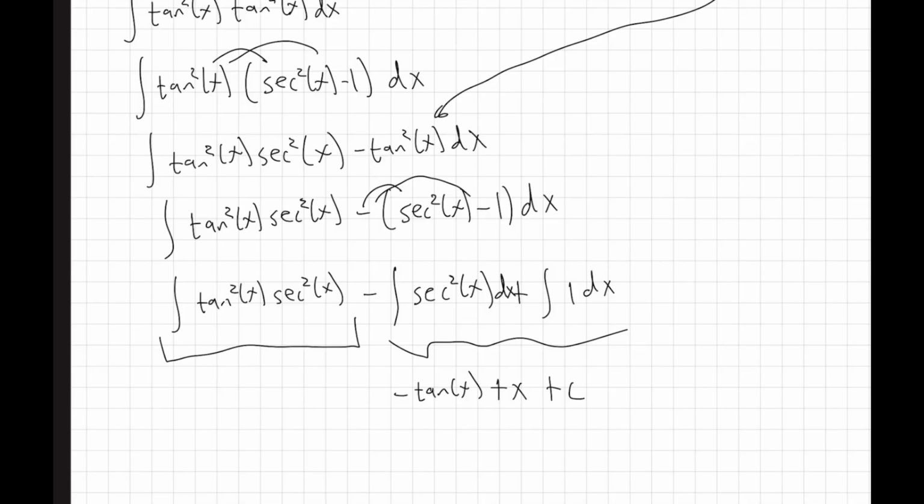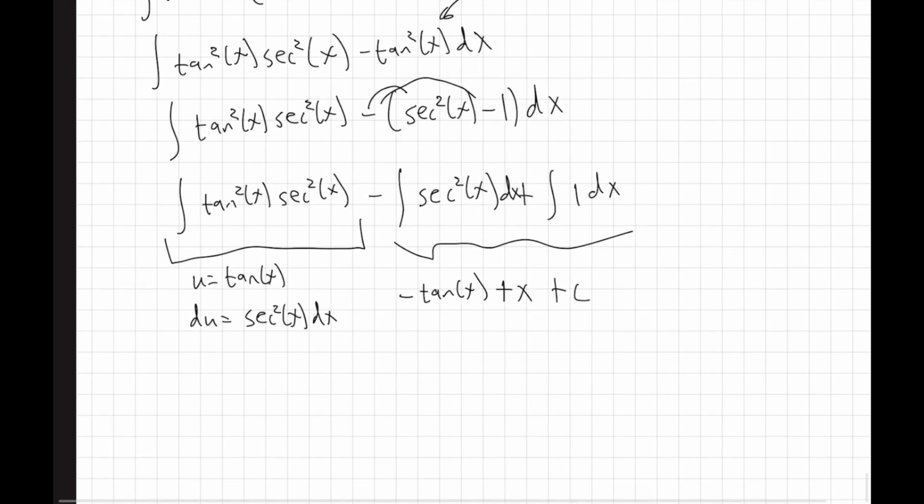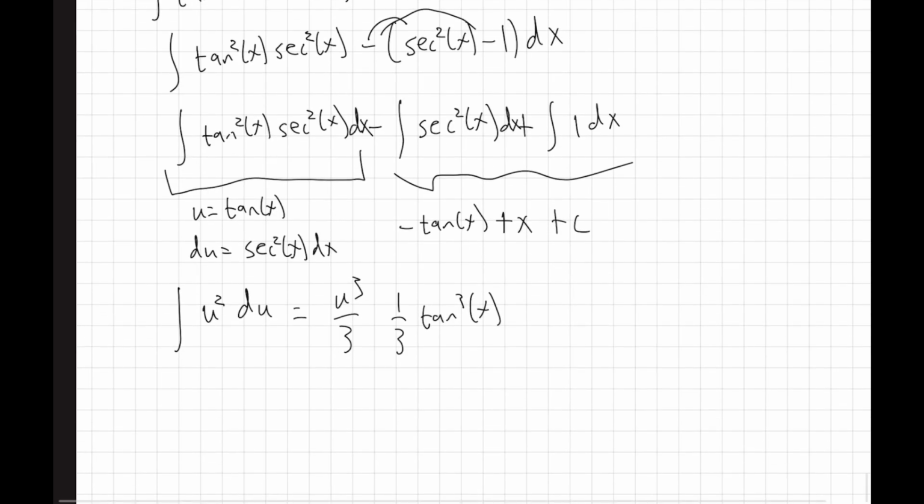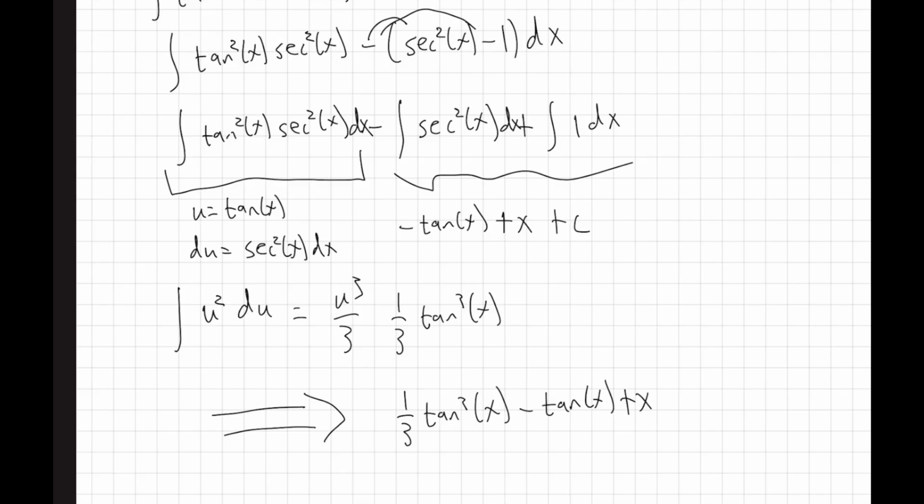And what we do for this is say u is equal to tan of x. So du equals secant squared of x dx. And we make that substitution. So we have the integral of u squared du, which is u cubed over 3. And replacing u, we have 1/3 tan cubed of x. So our total answer is 1/3 tangent cubed of x minus tangent of x plus c.